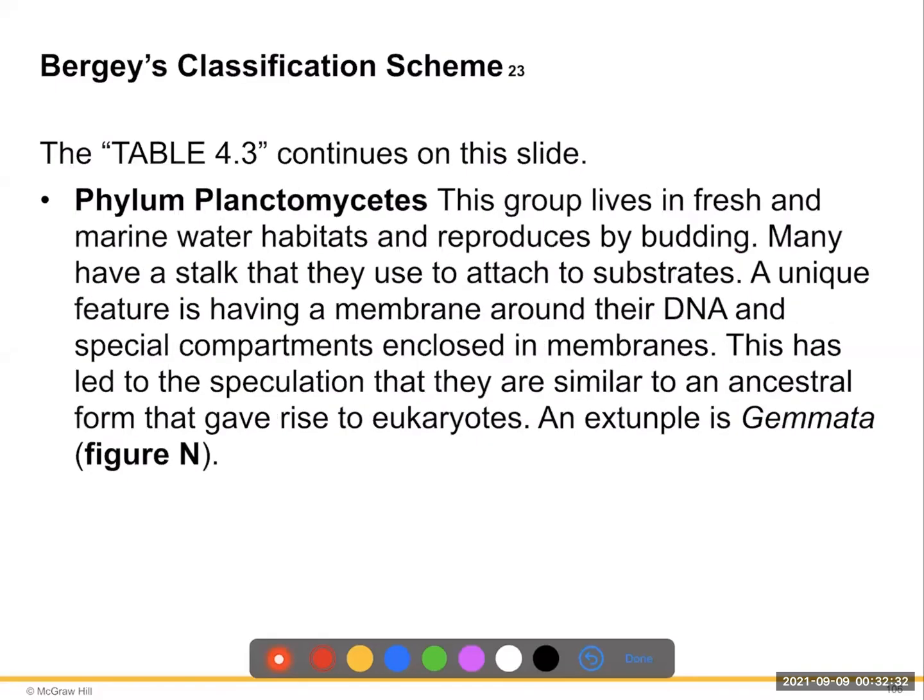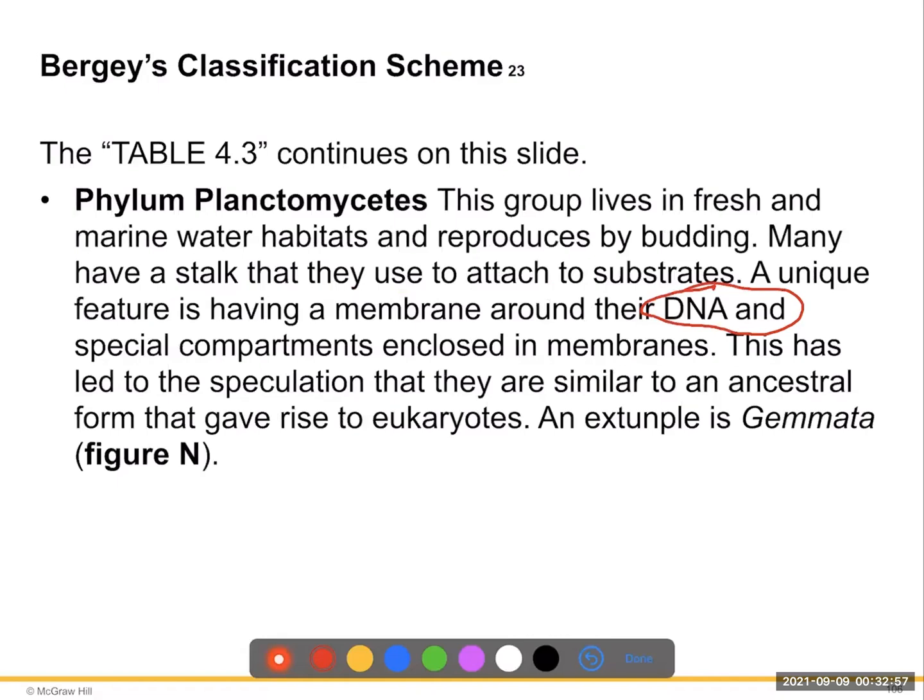Planctomycetes live in fresh and marine water habitats, reproducing by budding, like breaking a piece off of the bacteria. Many have a stalk they use to attach to a substrate to hold on. Unique features include having a membrane around their DNA and special components that close in that membrane. So they do have a membrane around their DNA.